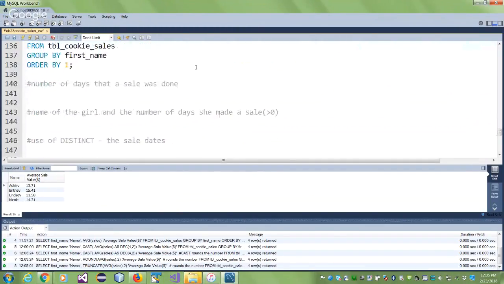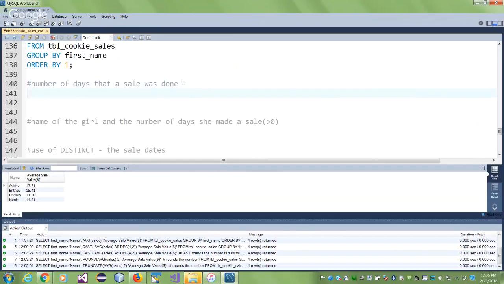Now the number of days. I'll give you a break at 12:15, don't worry. Number of days that a sale was done. That means sales should be greater than 0. And how many days was it done when a sale was done? So what should you be doing? You have to count the number of days in which the number of sales is greater than 0.